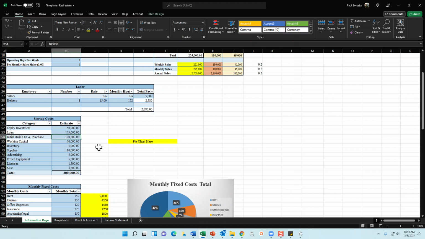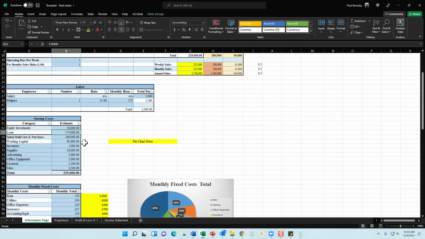So to do that, we might go ahead and increase our working capital to 105, or rather 95. So we increased it to $95,000, and now we're in alignment again with our equity investment of $50,000, loan amount of 125, total 225, and it's aligned right here. So whatever your startup costs are going to be, make sure whatever your startup funding is going to be in these two sections is aligned.